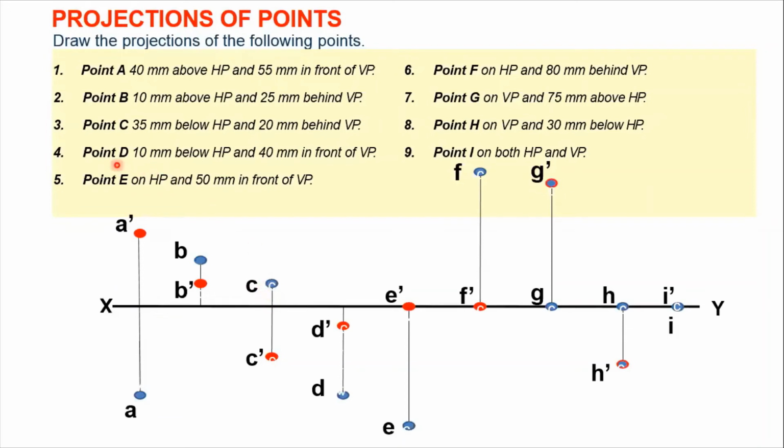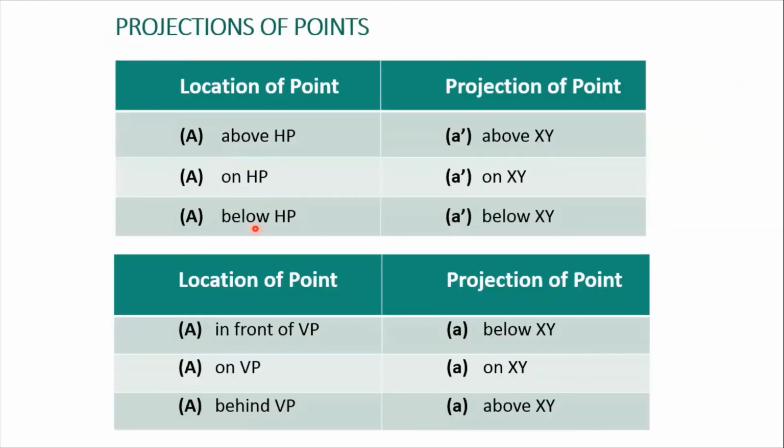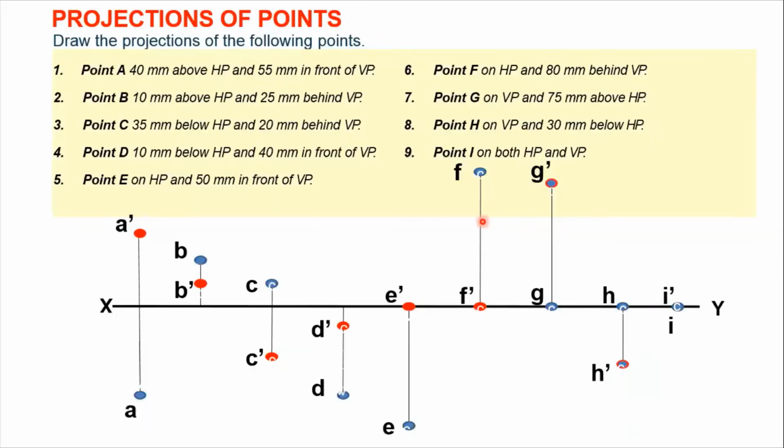Now for point D, fourth example, point D, 10 mm below HP and 40 mm in front of VP. 10 mm below HP, that means if your point is below HP, we will be plotting A dash below the XY line. So let us plot this point 10 mm below HP. So we have plotted this point D dash, which is your red point, 10 mm below your XY line.